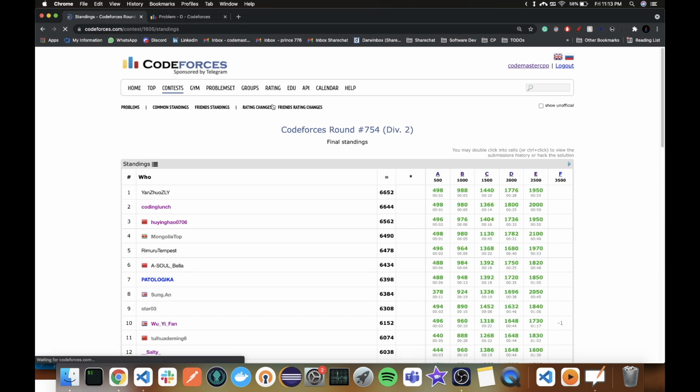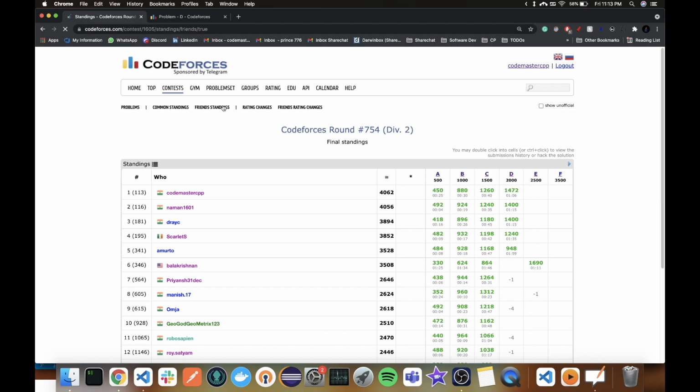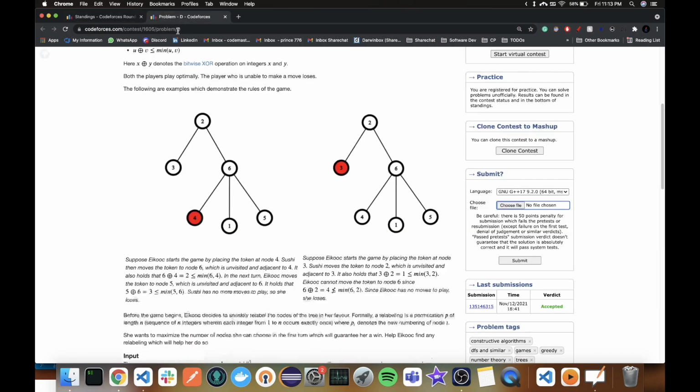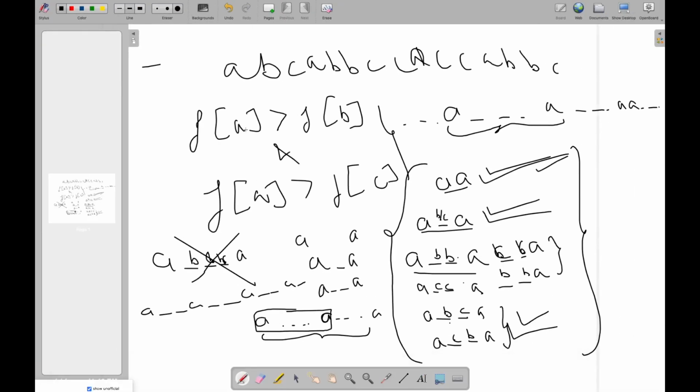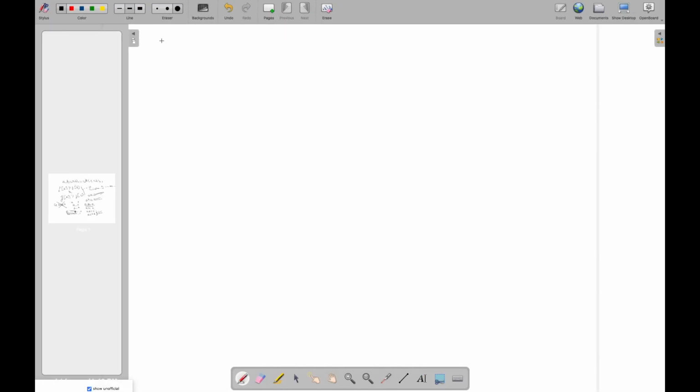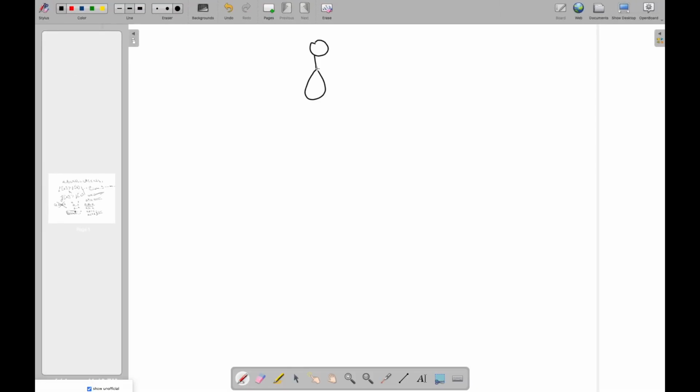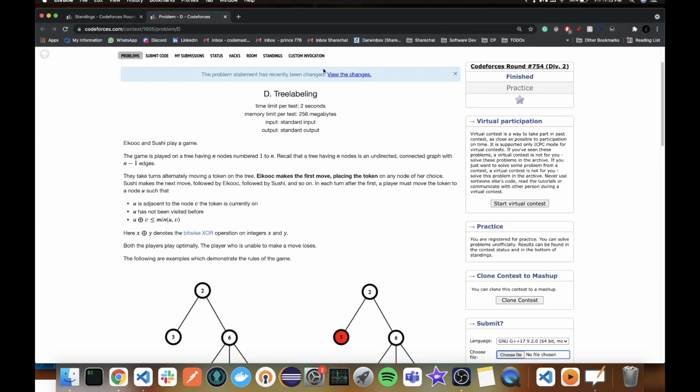It's not the actual final problem. So what is this problem? This problem was pretty nice. In this problem, what we said is there is a tree. Okay. So there is a tree, and all of them have numbers from 1 to n. So these nodes are numbered from 1 to n.